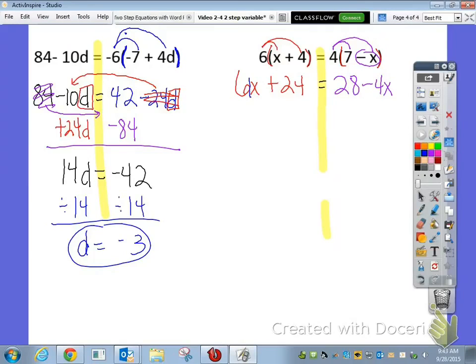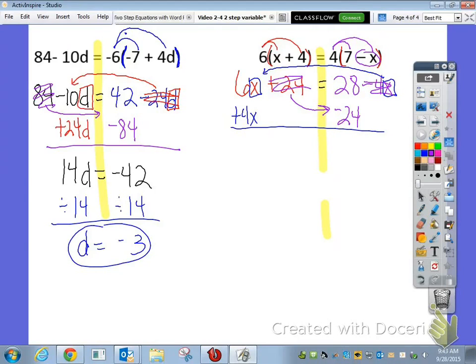Now I look for my x's, and I have an x on both sides, so I have to move. The negative 4x comes to the left side, so that'd be positive 4x. And 24 goes to the right side, so that'd be negative 24. So I like to mark them off, that way it looks better, I don't have so much left. 10x equals 4. And then the opposite of multiplying is to divide.